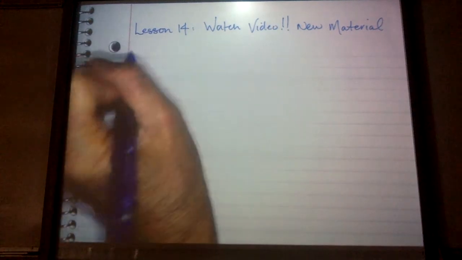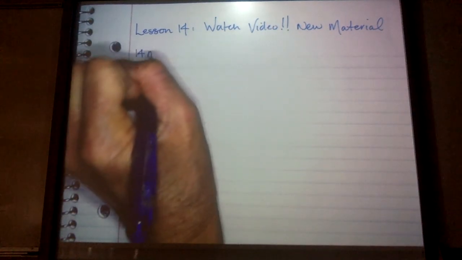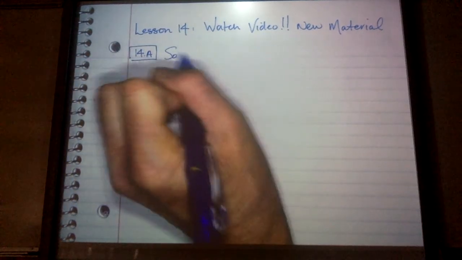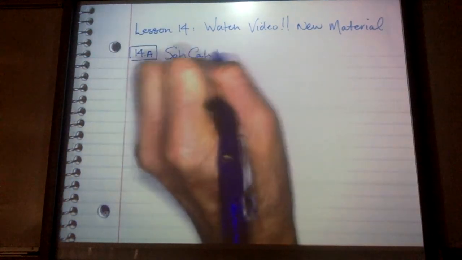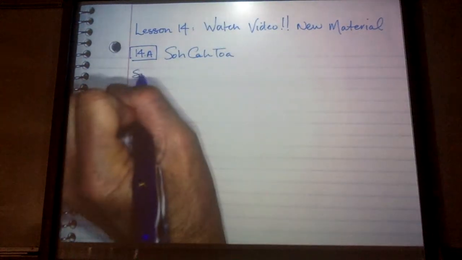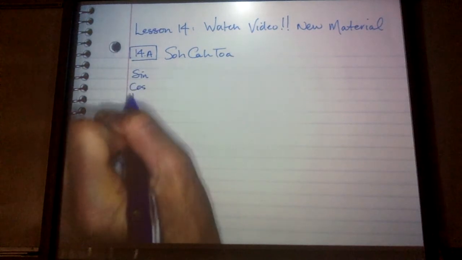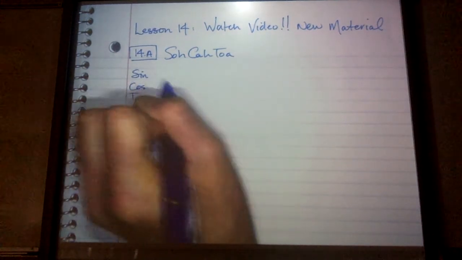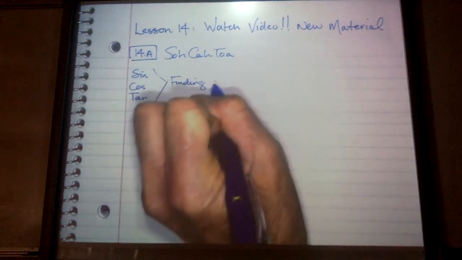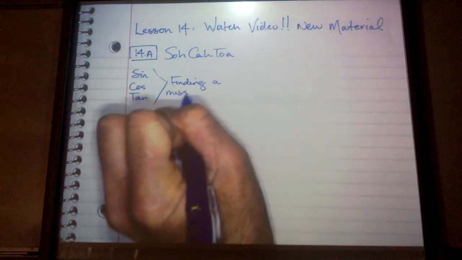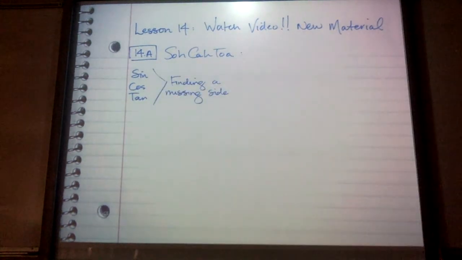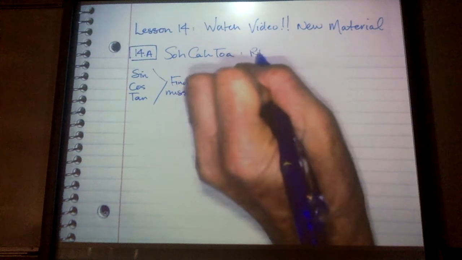So 14A is review of SOHCAHTOA, right? Sine, cosine, and tangent. Now, we use sine, cosine, and tangent when we are finding a missing side. And remember, SOHCAHTOA typically only works in right triangles.